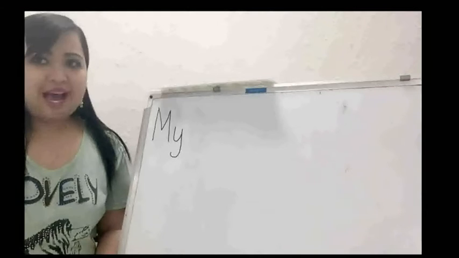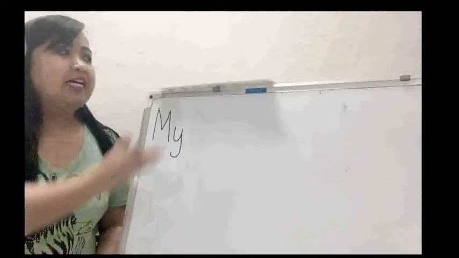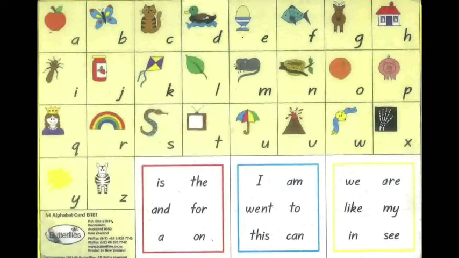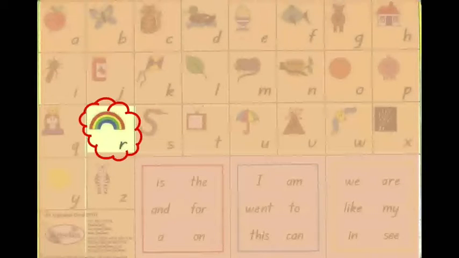Red. What sound does the word red begin with? R. Get your butterfly card and look for the letter that has the sound R. But if you already know, go write it. Go ahead and write it. R. Look for the rainbow inside your small picture boxes.